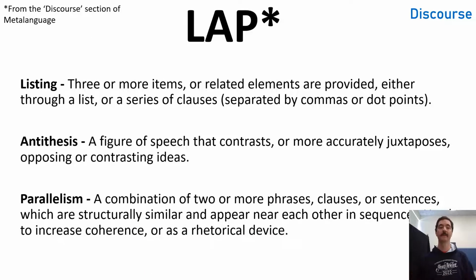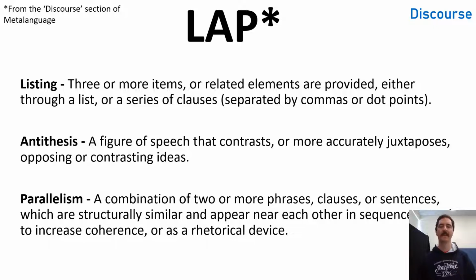Okay, LAP, you've got listing, antithesis, parallelism. So listing: dot points, series of commas, breaking up clauses, different little examples of things. I like eating, running, jogging, jumping, punching, or a dot point list of those. Antithesis is kind of a juxtaposition. You're contrasting two things. I love to work, but I hate weekends, or something that's a terrible example.